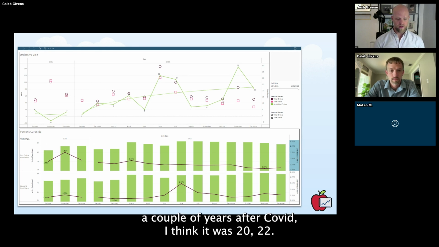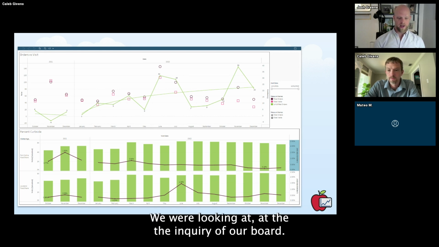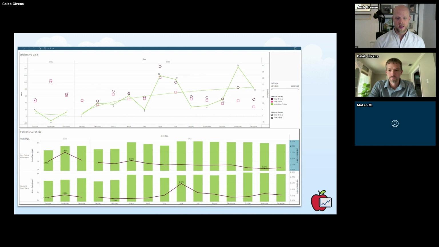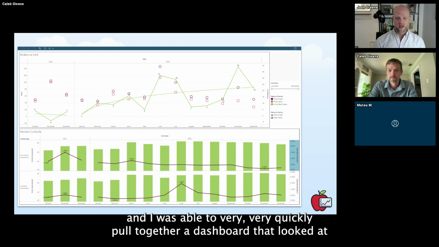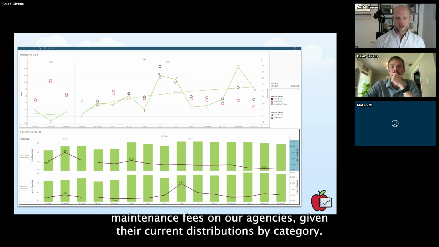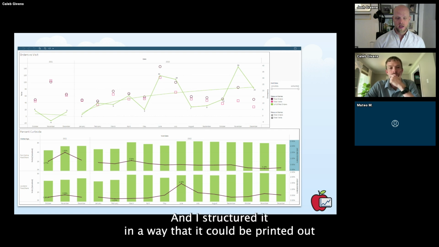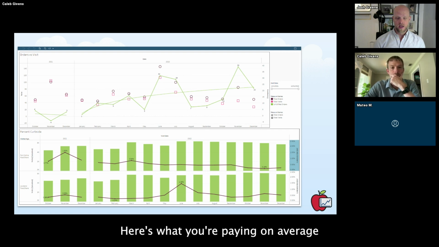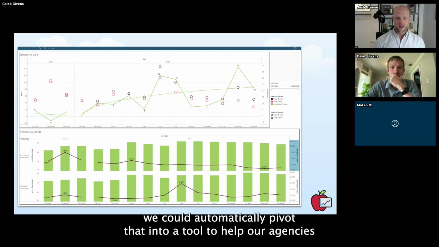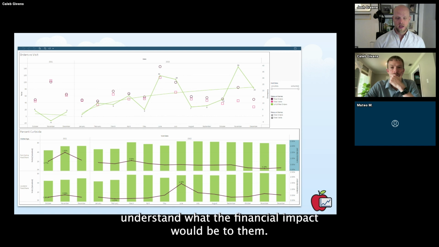A couple of years after COVID, I think it was 2022, at the inquiry of our board, we were looking at, is it maybe time to bring some of those shared maintenance fees back? And I was able to very quickly pull together a dashboard that looked at what would be the real life financial impact of those shared maintenance fees on our agencies, given their current distributions by category. And I structured it in a way that it could be printed out for each agency to show them, here's what you're paying on average for each of these different product types, so that if we did decide to bring them back, we could automatically pivot that into a tool to help our agencies understand what the financial impact would be to them.